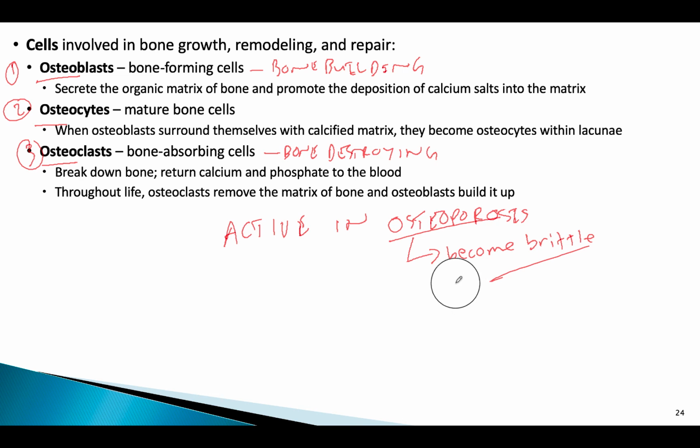And the follow-up question to that is which one would you want to target? So if the bones are becoming brittle, if the bones are being destroyed, which of these cells would pharmaceutical companies target so that its activity is minimized, preventing osteoporosis or slowing down the osteoporosis in this individual. All right, so that is the cells involved in bone growth, remodeling, and repair.